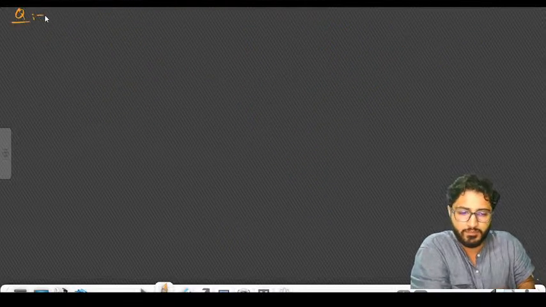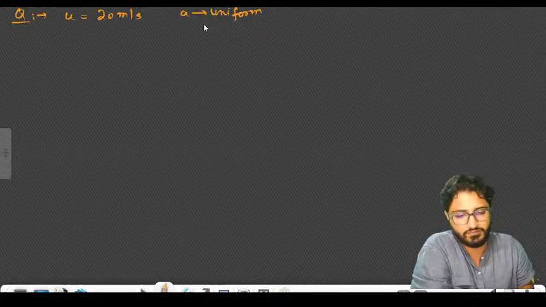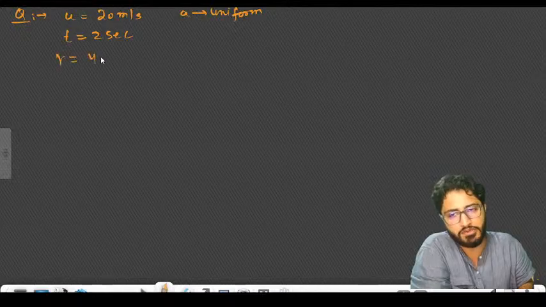Numerical like that. Particle's initial velocity is given as 20 meter per second. Acceleration is uniform and it is not given to us. Uniform on a straight line, that is constant acceleration. After 2 seconds, velocity becomes 40 meter per second. Find S.